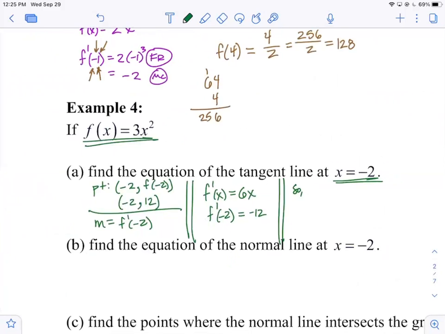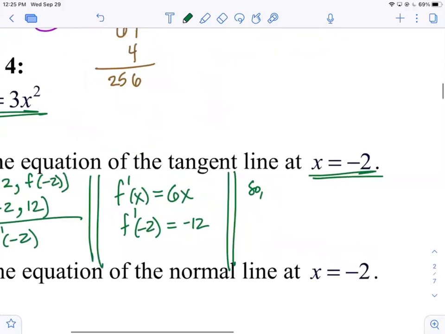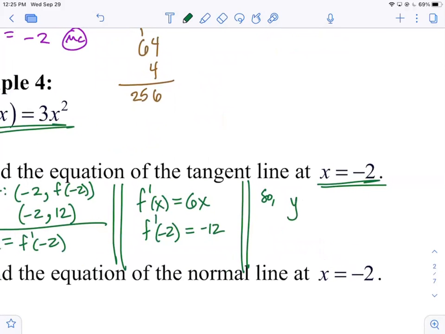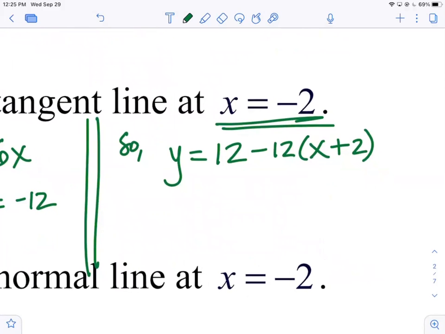And so now here's the equation. You don't have to say the equation of the tangent line is, because on part A, that's the only thing they're asking for. So I'm just going to go ahead and say y equals the y value of 12 plus the slope, which becomes -12, times x minus the x value, which is x plus 2. And now if you want to give it a name, T of x: 12 minus 12, x plus 2.